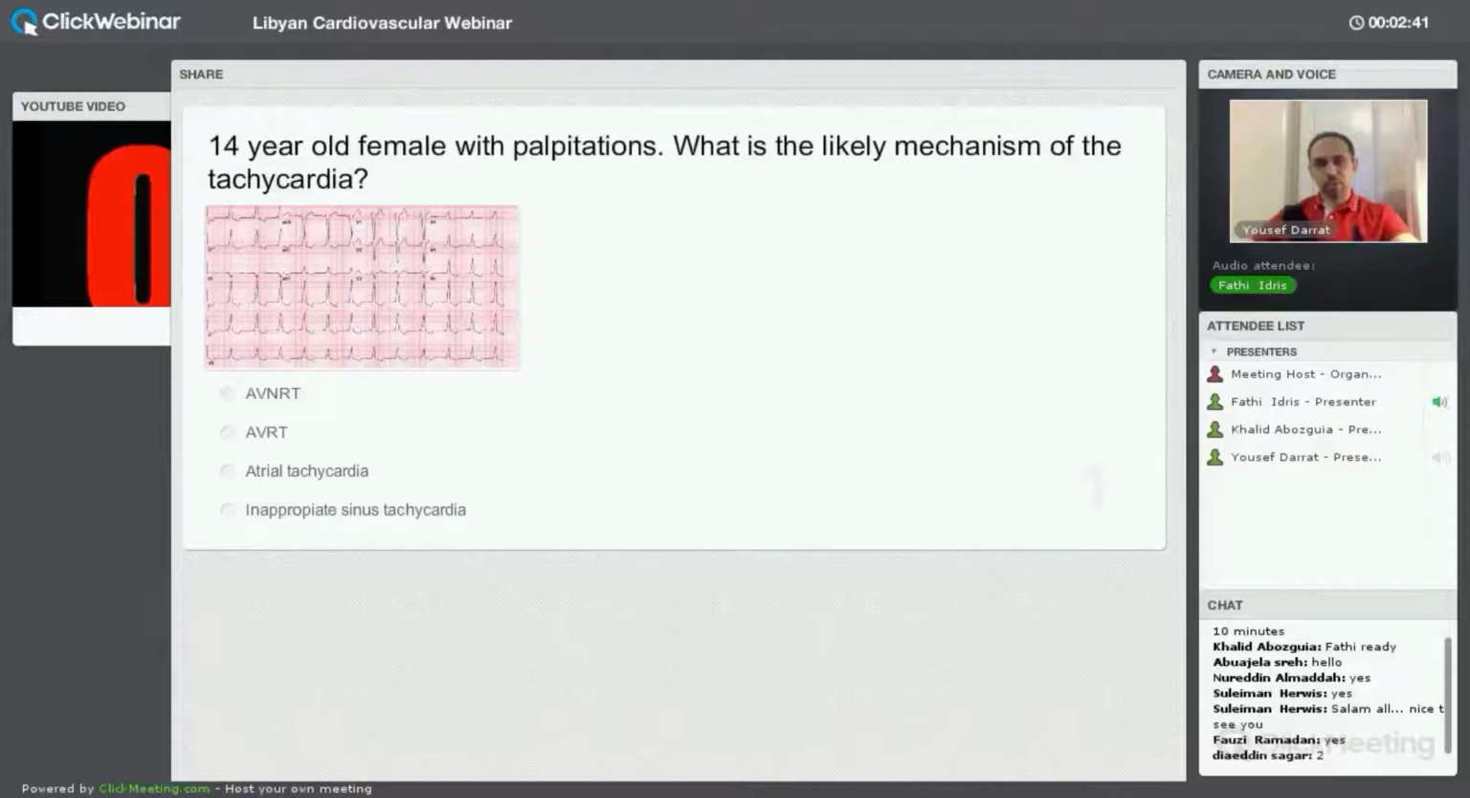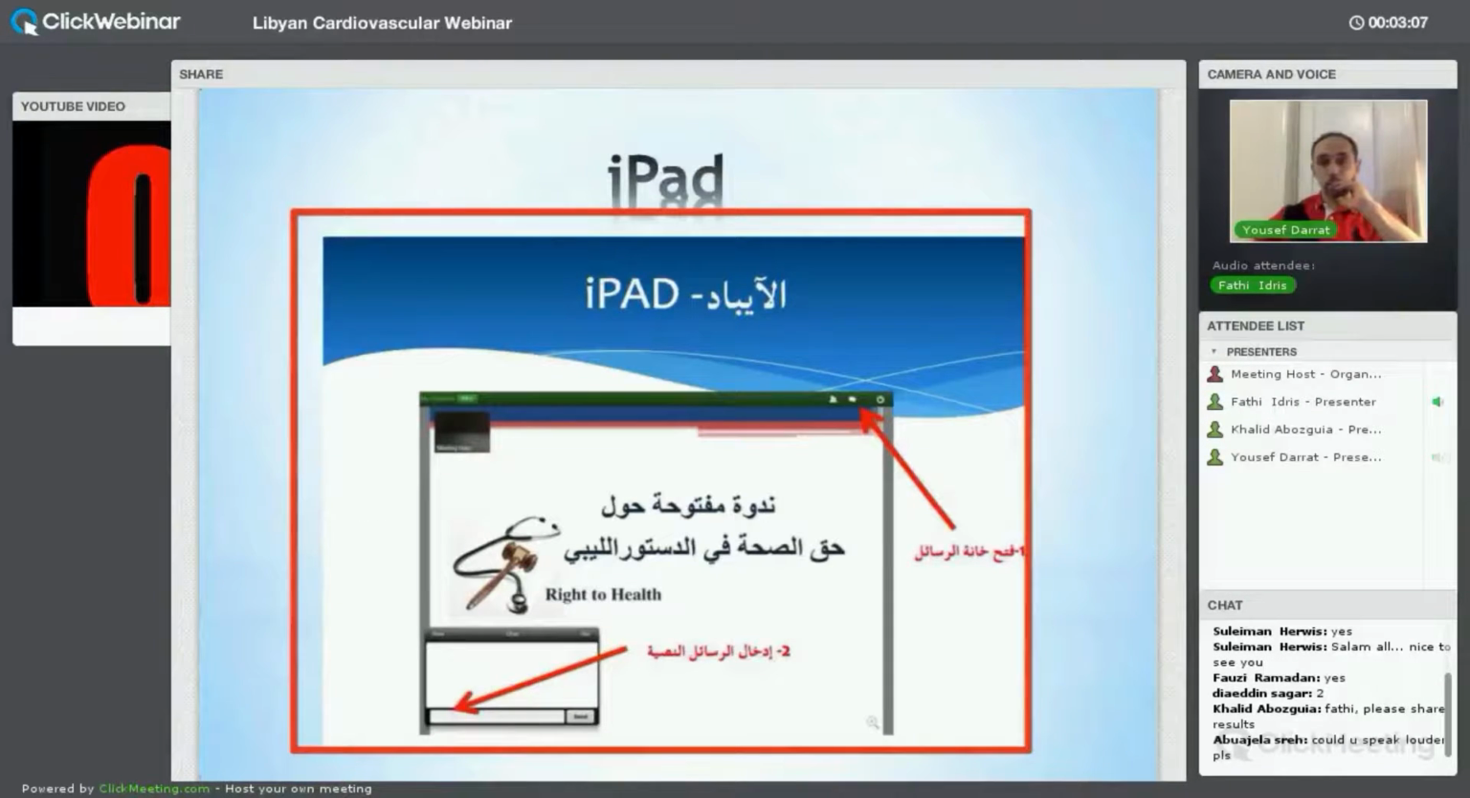Okay, so I see 9 out of 15 answering the question. Please feel free to answer whatever you think. Even if you're not sure, go ahead and put the answer, because it's anonymous voting, so no one will know who answered. Here 33% have answered AVRT. So we have most people voting for AVRT, though it's close.